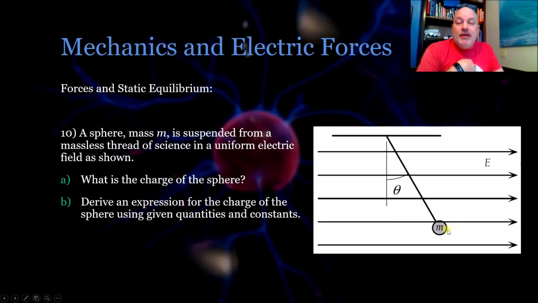Now, it's suspended there and not moving. The question is, first of all, what's the sign of this charge? And the second thing is, can you derive an expression for what the magnitude of that charge is? See if you can do it, and then we'll work it together.